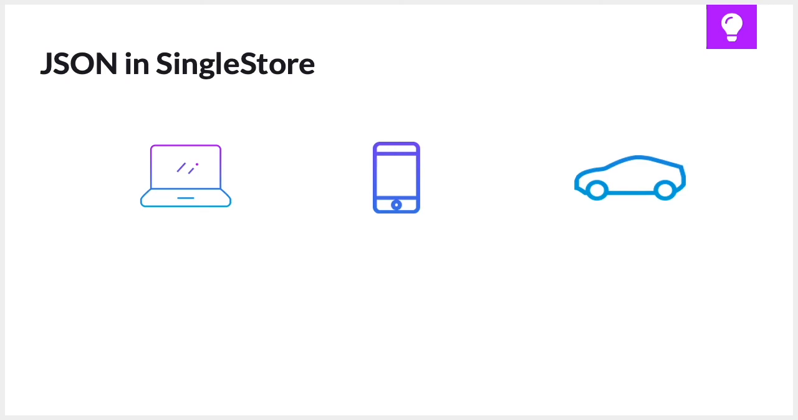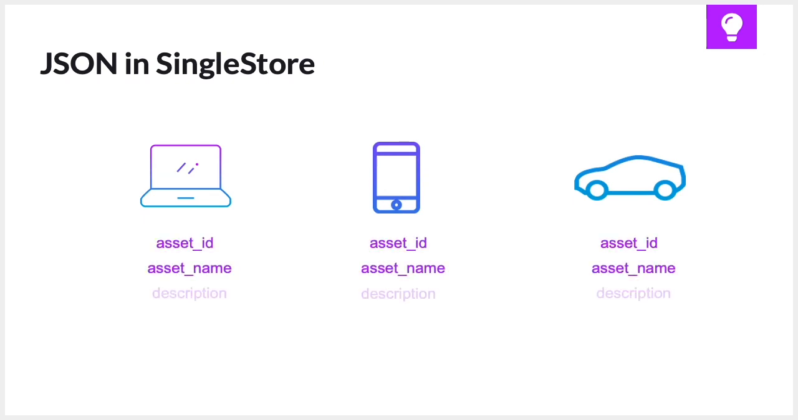For example, suppose a company had an asset management application using SingleStore to track all of the information about its physical assets like laptops, business phones, and company cars. Each of these assets would have similar attributes in your database like an asset ID, the name of the asset, and a description of the asset, but each of these items would have properties that are unique to them.